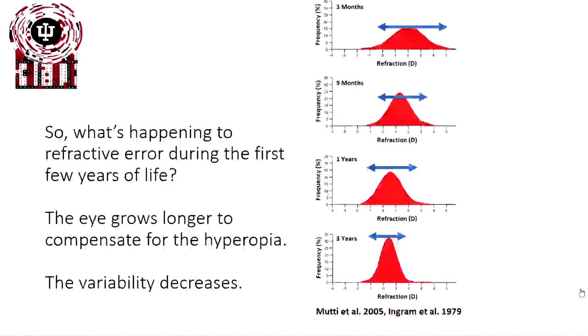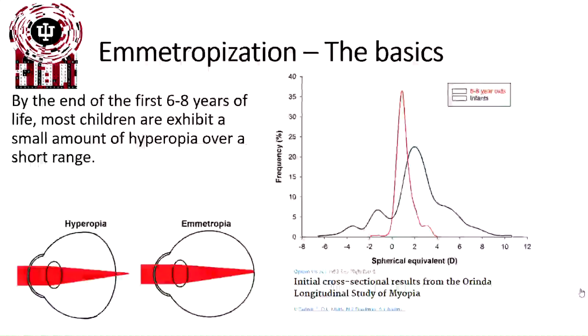Remember, at the 3-month period, we had about a 3 diopter range, plus or minus, around that 2 diopters. Over the course of the next 3 years of life, that refractive error is going to decrease in its variability, so there's only a diopter or two difference depending on people. And here's just another figure to kind of hit that point home. By the end of the first 6 to 8 years of life, most children are going to exhibit small amounts of hyperopia over a very, very short range. And that is purely due to changes in axial length over that time.